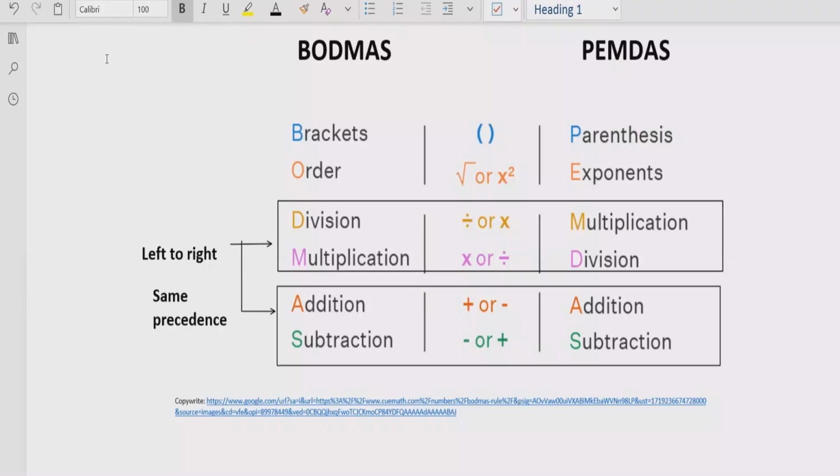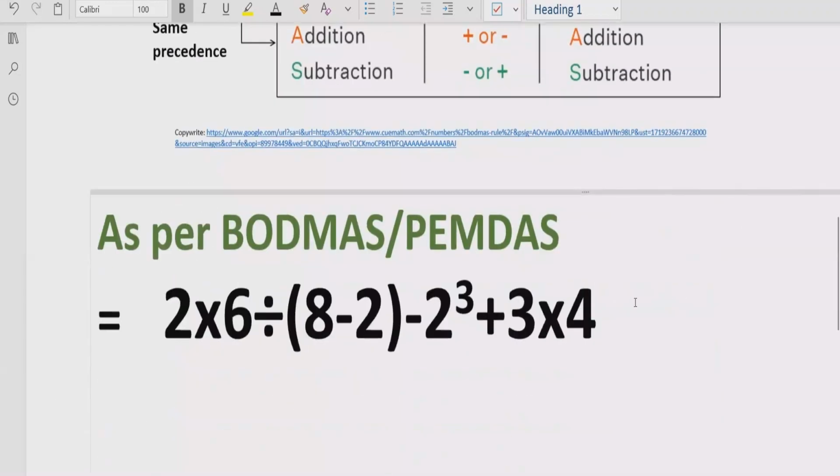Step number 3 is you have to go left to right in your expression and find division and multiplication. Both have the same precedence, so you can solve any of them which is coming first, either division or multiplication. Similarly, for addition and subtraction, we have the same rule. Both have similar precedence, so we can solve any of them which is coming first if we are going left to right. Now, move forward to solve the given expression.